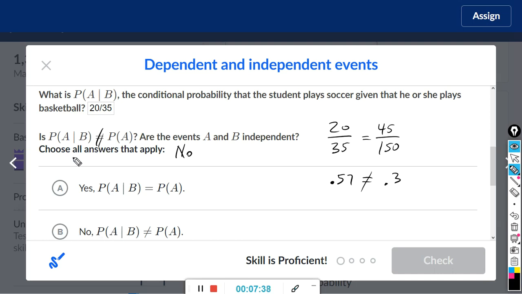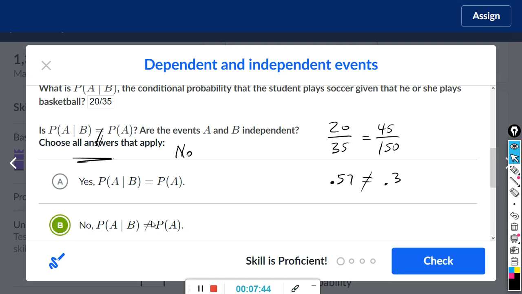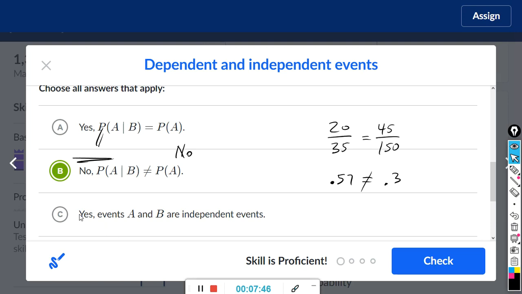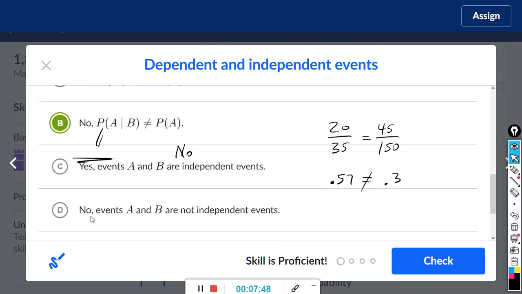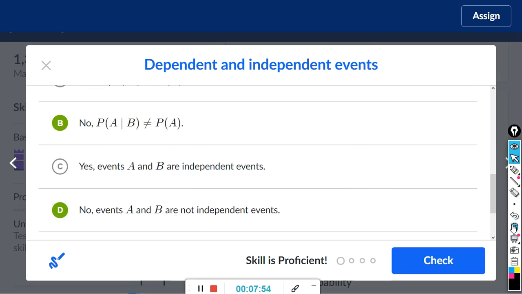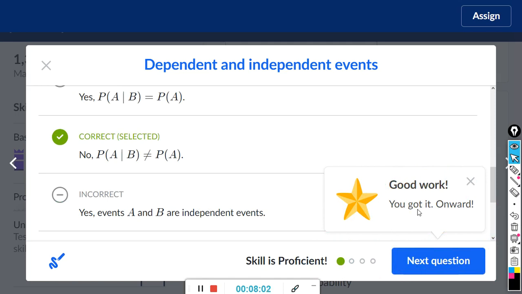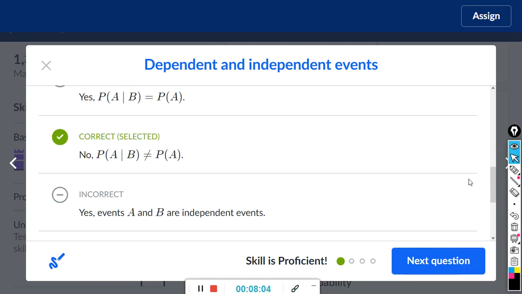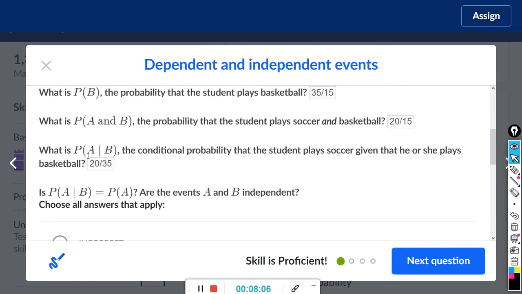Okay, but it says choose all answers that apply, so let's make sure. Answer B, it's definitely not a yes, and answer D is correct. A and B are not independent, okay? And the reason that's true is because A given B does not equal A. Okay, so you see I got it correct. They did not make me reduce the fractions any further.